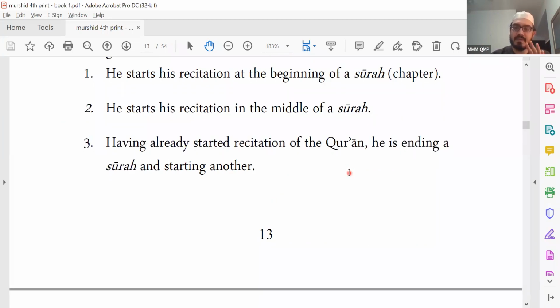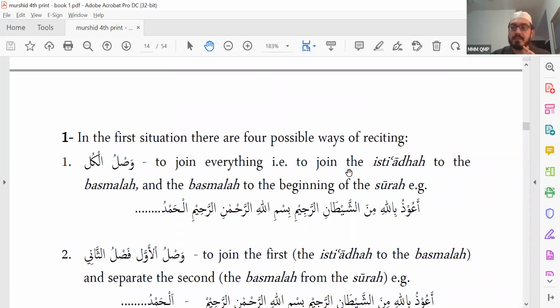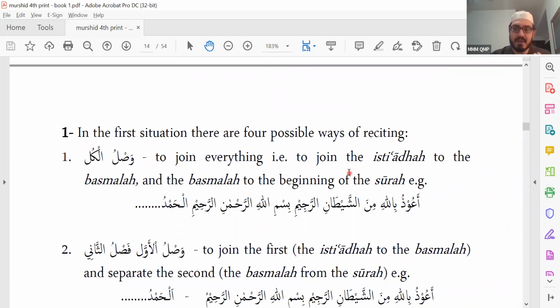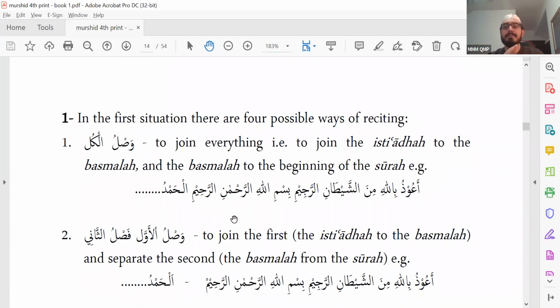Now, let's go to the first scenario. The first scenario is you're starting at the beginning of the surah. You're going to have basically 4 ways of reciting. Number 1, waslul kull, joining everything. A'udhu billahi minash shaytanir rajim, bismillahir rahmanir rahim, alhamdulillahi rabbil alameen. Joining everything: isti'adha, basmala, and the beginning of the surah.